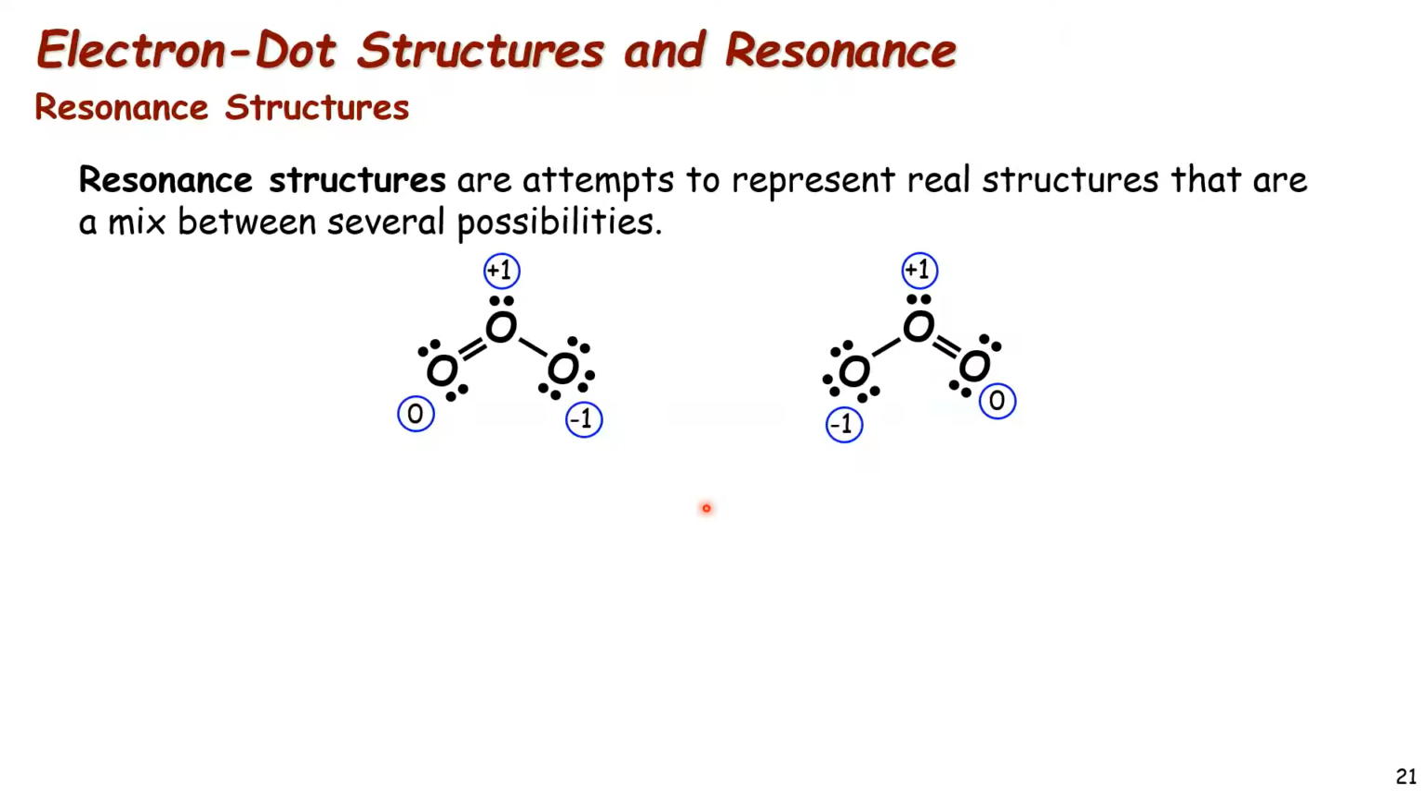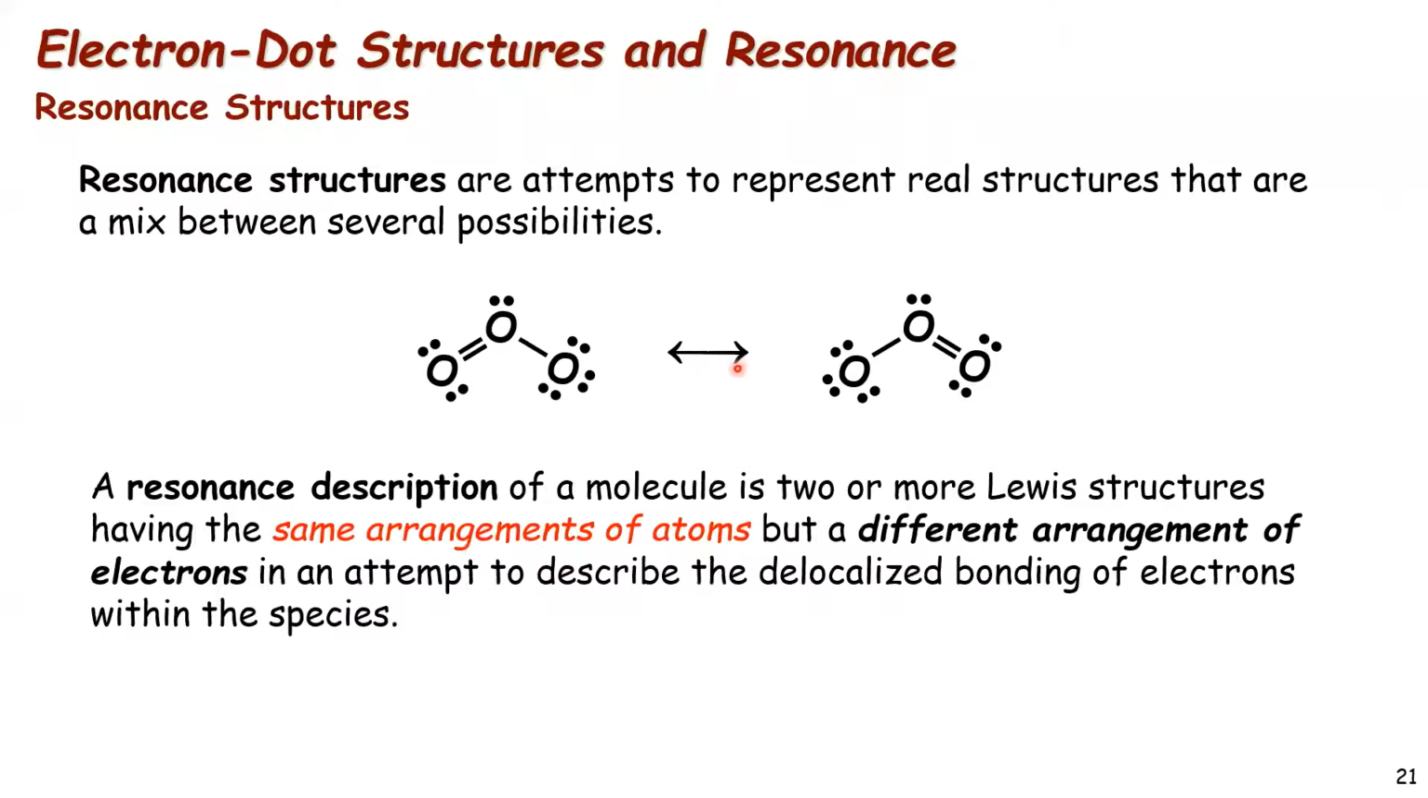And when you have a choice of where to put electrons to get the most probable structure, you have resonance. You have delocalized bonding. And we're going to represent that delocalized bonding through what's called a resonance description. So here are our most probable structures. We're simply going to put a double-headed arrow between them. And that means that this represents the resonance description of this molecule.